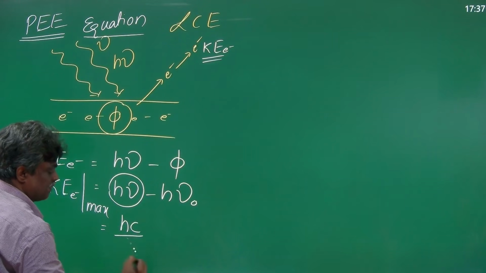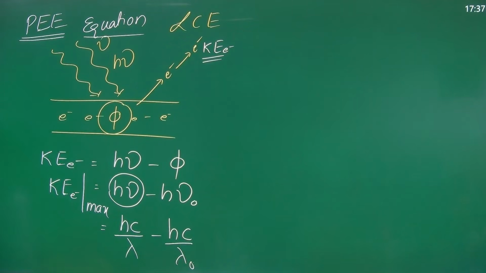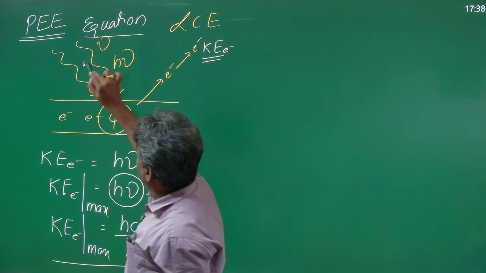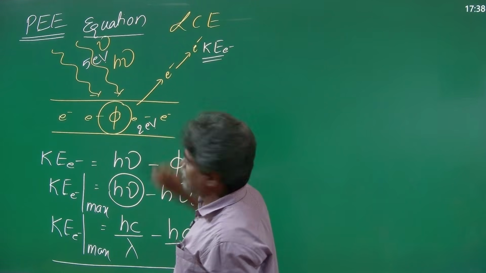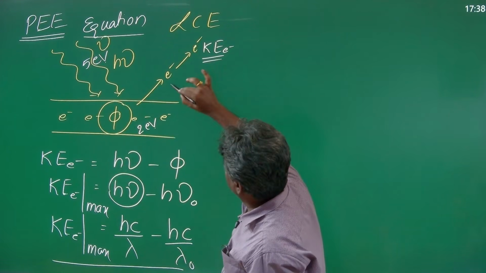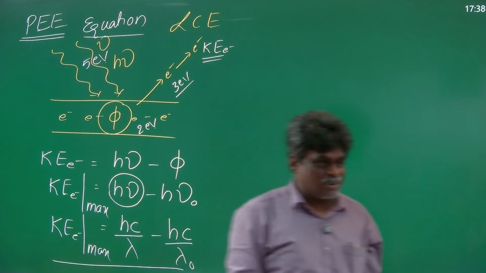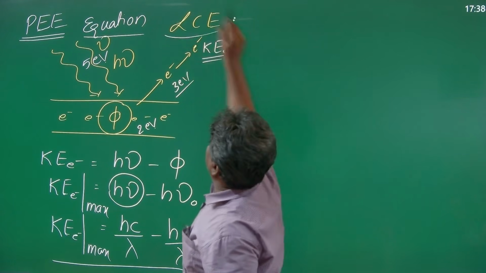You are not focusing. hc by lambda, and this is also hc by lambda. So that's it. The kinetic energy, this is the maximum possible kinetic energy, because you are sending how much? h nu. For example, you are sending 5 electron volts. Let us say this is the 2 electron volts. Then what is the kinetic energy? You won't get more than 3 electron volts. Say yes or no? If you get more than 3 electron volts, what is violating?